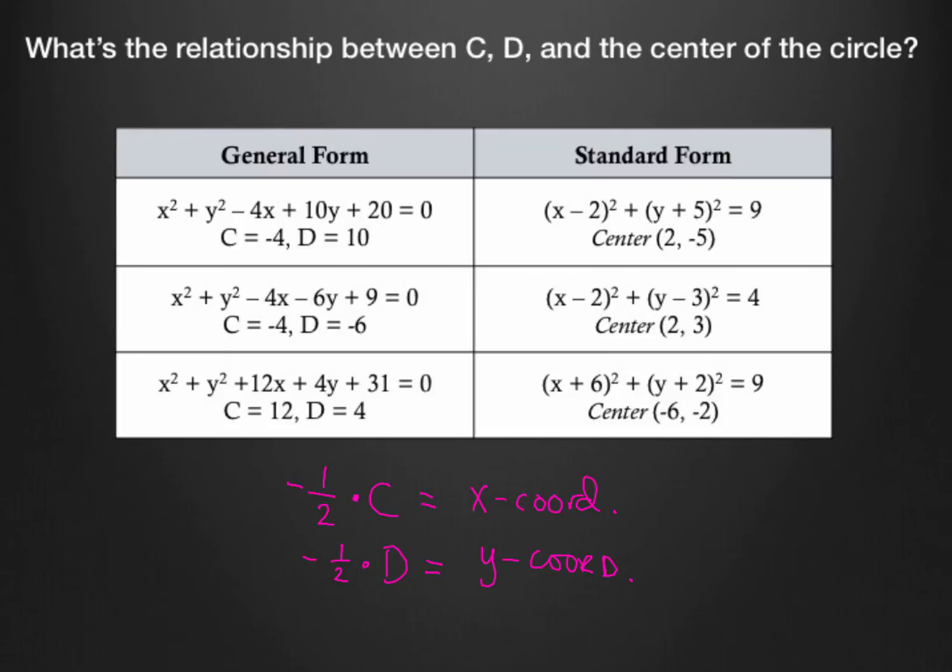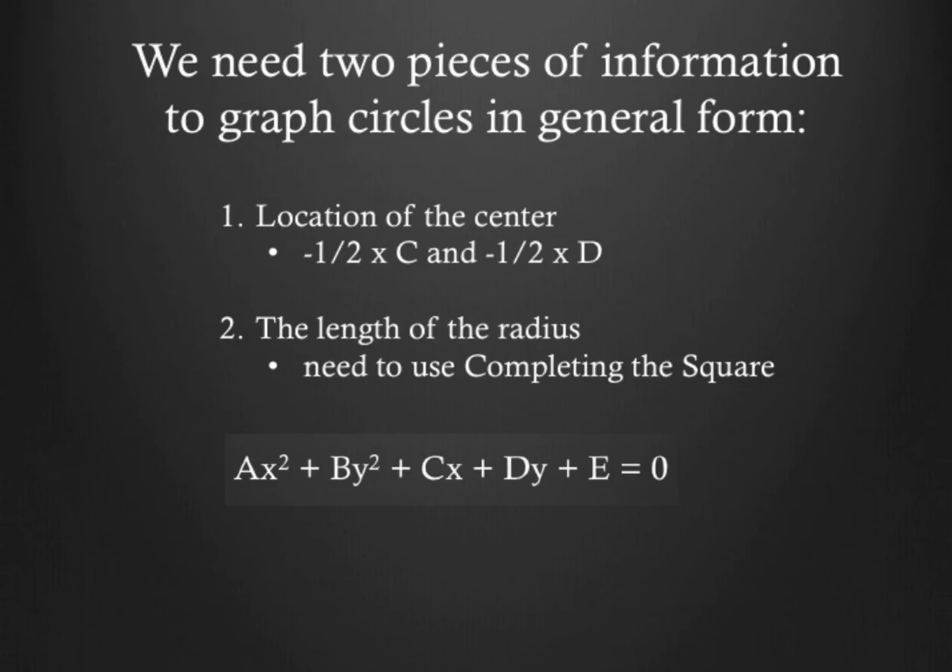Good for you. So that's what you want to analyze when you've got the general form of a circle, because that'll give us a very, very important thing, and that is going to be the center of the circle. And that's one of the two things that we need when we go to graph the equation for a circle. Now the other thing we need is going to be the length of the radius.